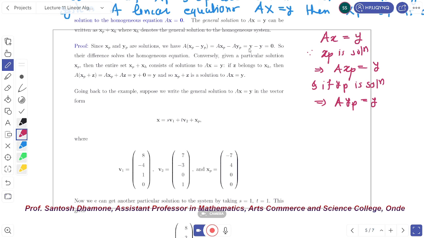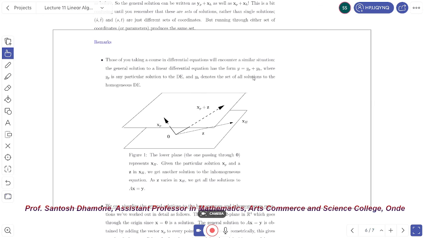Remarks. Those of you taking a course in differential equations will encounter a similar situation. The general solution to a linear differential equation has the form y is equal to yp plus yh, particular solution plus general solution, where yp is any particular solution to the differential equation and yh denotes the set of all solutions to the homogeneous differential equation.